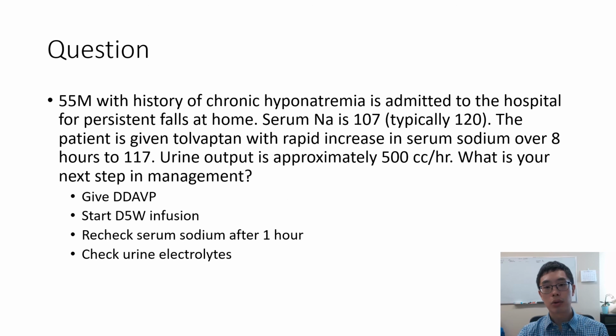As usual, let's go over questions to see if you have understood today's material. A 55-year-old male with a history of chronic hyponatremia is admitted to the hospital for persistent falls at home. His serum sodium is noted to be 107, which is typically 120. The patient is given tolvaptan with a rapid increase in serum sodium over 8 hours to 117. Urine output is approximately 500 cc's per hour. What is your next step in management?